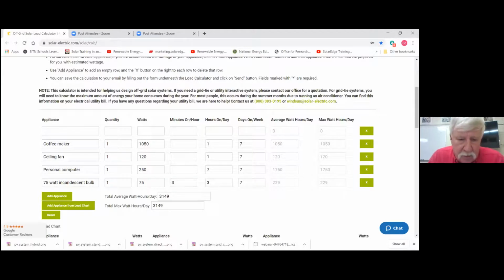Probably the one that people don't pay attention to, but they have it on all the time, is your Wi-Fi router. Not many of us turn our Wi-Fi router off at night or when we leave. It's normally on 24 hours a day, 7 days a week. So, again, it uses a little bit of energy, but every day. So those are things we need to look at and take count of when we start estimating our loads.